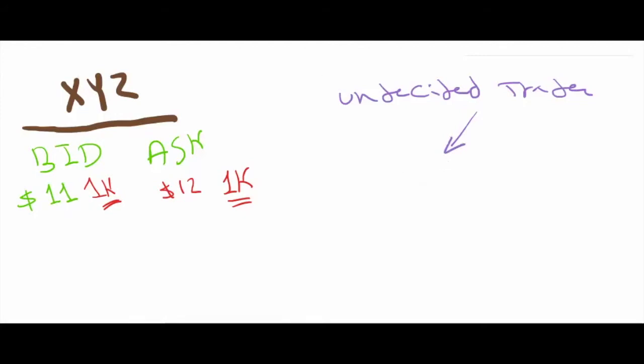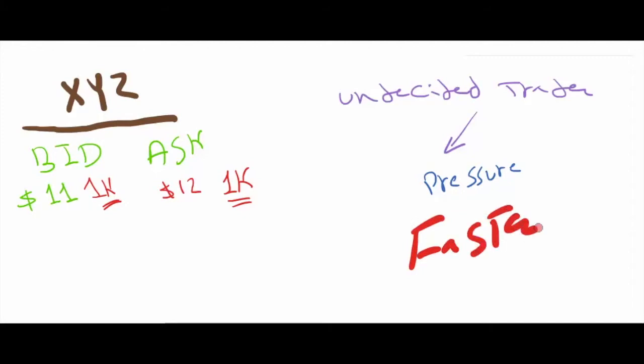The undecided trader puts pressure on both the buyer and the seller to force them to move, decide, and act faster. And this is a very important word. The undecided trader puts pressure on the buyer and the seller to force them to move, decide, and act faster.